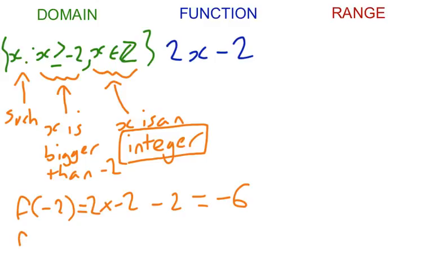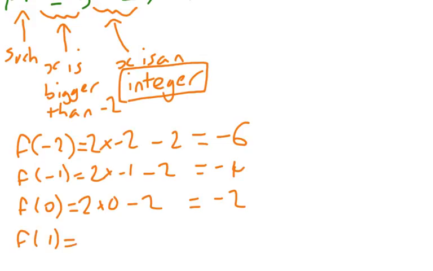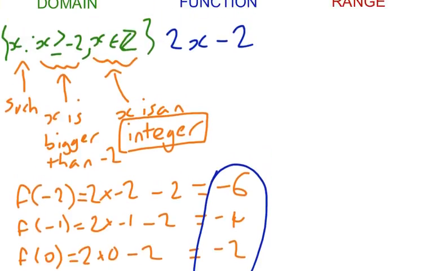Now let's try the next whole number, which would be f of minus 1. We get 2 times minus 1, minus 2. This time we get minus 4. If we keep doing this, f of 0 gives us 2 times 0 minus 2 equals minus 2. f of 1 equals 2 times 1 minus 2 equals 0. And at this point we notice a pattern. We notice that we're getting the even whole numbers, bigger than or equal to minus 6.